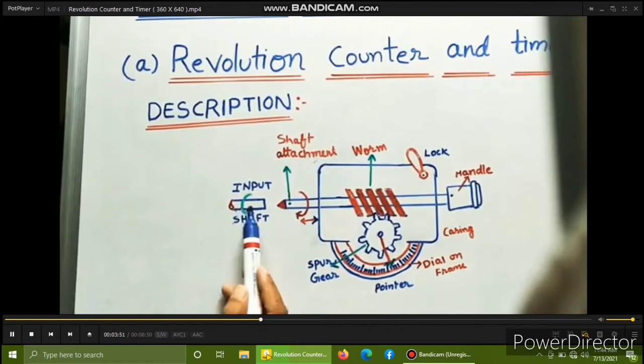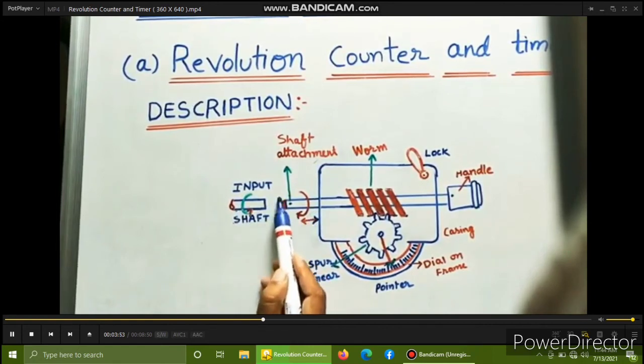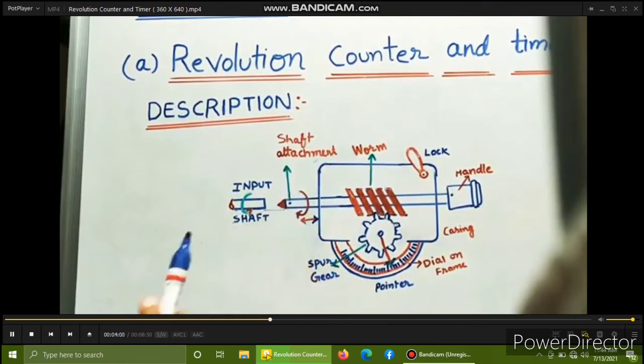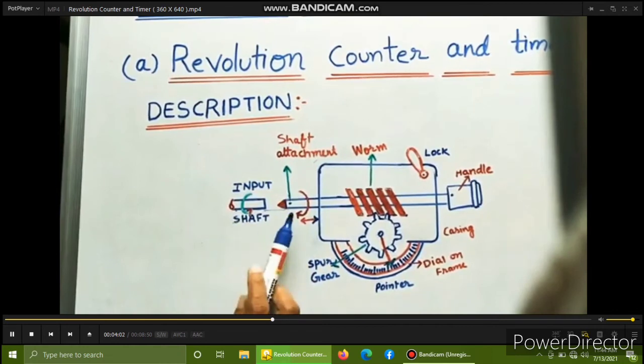If it is rotating this way, this shaft will also rotate whenever they are connected with each other. Let us assume it is moving counterclockwise, then this is also moving counterclockwise. Whatever speed it is moving, the same speed this is also moving.